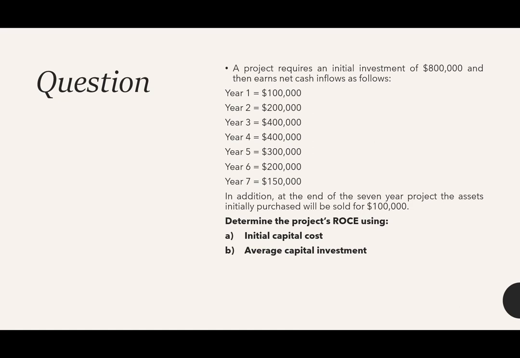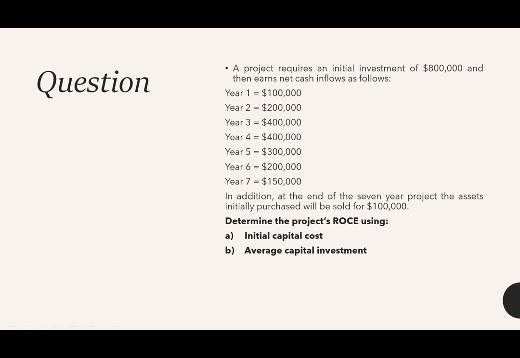So most likely in the exam, you're going to be getting questions where the cash flows are different. And again, these are all cash inflows, but you remember that the formula to calculate the return on capital employed was talking about profits. In addition, at the end of the 7-year project, the asset initially purchased will be sold for 100K. So here in this question, it has a scrap value of 100K. Now you have to determine the project's return on capital employed using initial capital cost and the average capital investment.